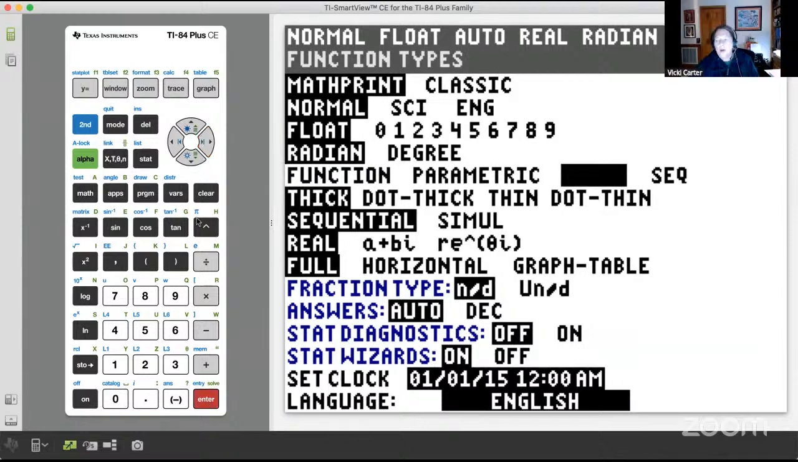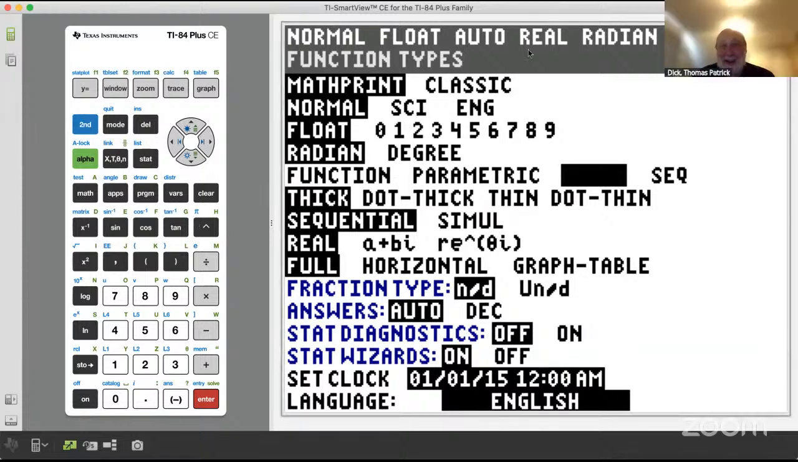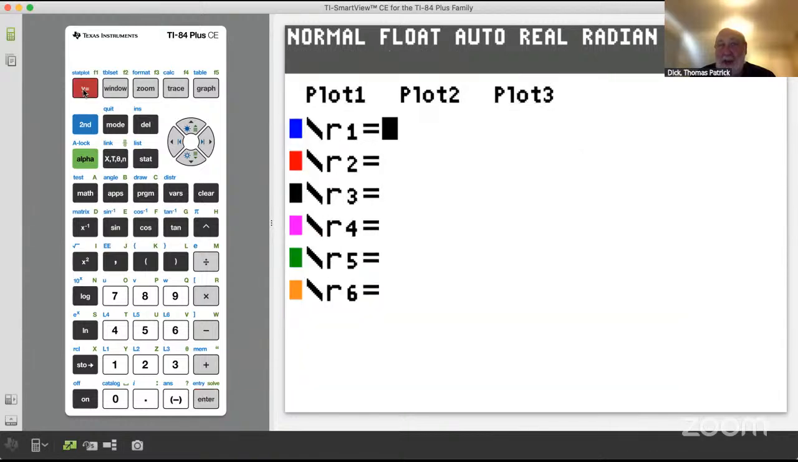And Tom, while you're on that screen, everybody needs to make sure that they're in radian mode because that's the only mode that we deal with in AP pre-calculus. Absolutely. Yes. Then radian mode, we can see there up at the top that we're in the right mode. Okay. Now I'm going to go ahead and go to my y equals menu.